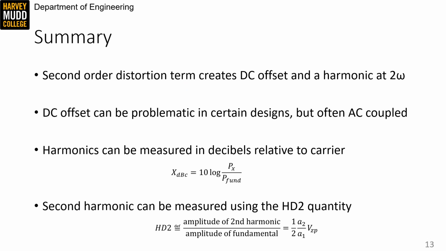So in summary, the second-order distortion term creates a DC offset and a harmonic at 2 omega. The DC offset can be problematic in some designs, but sometimes you can get around that with AC coupling. The harmonic can be measured relative to something called a carrier, or a fundamental, in units called decibels relative to the carrier, and an expression for calculating decibels relative to the carrier is here. And the second harmonic can also be measured using the HD2 quantity, which is defined here.